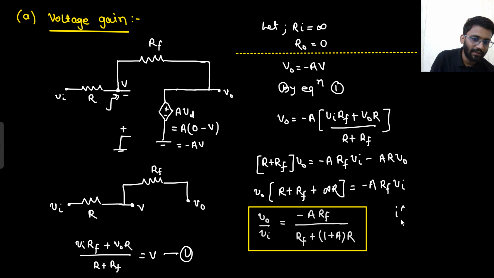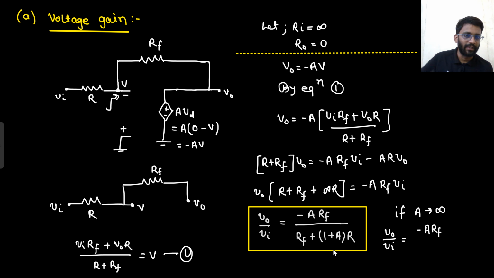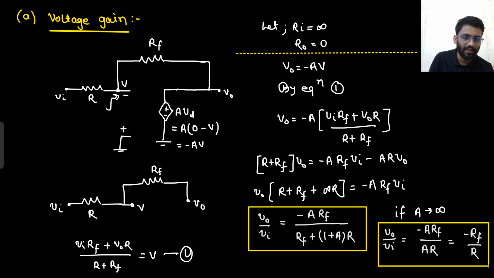And here in this case, if A was infinity, then what would have happened to V naught by V in? Since A is very large, this value will be very large. So RF you can ignore, and 1 plus A can be replaced with A only because 1 can be neglected. So in the conclusion, you can just write AR. That would be equal to minus RF by R. So if A is tending to infinity, then your gain is minus RF by R.